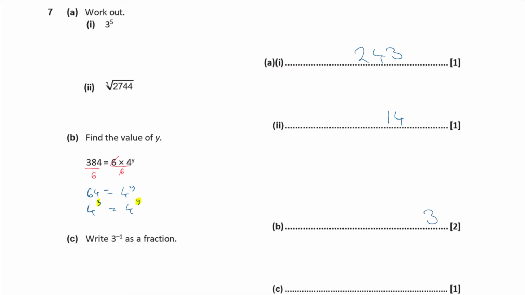Finally, write 3 to the minus 1 as a fraction. A negative power just means 1 over the positive version of that power. So 3 to the minus 1 is just 1 over 3 to the 1, or just 1 over 3. Okay, so it's just a third. It's the reciprocal of your number.